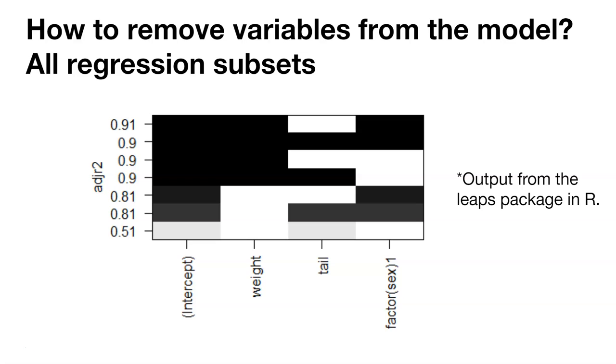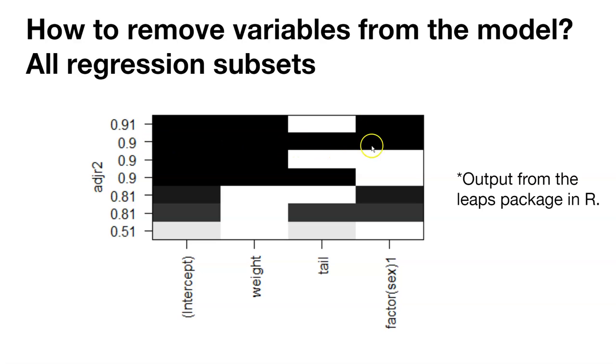What you can see in the figure is that each row represents a different model. And the models are ranked from the highest adjusted R squared to the lowest adjusted R squared. And so we can see the regression subset indicates that a model with an intercept, the weight, and the sex of the falcon performs best. That is, given these two are dark colored, these p-values are significant for this model.